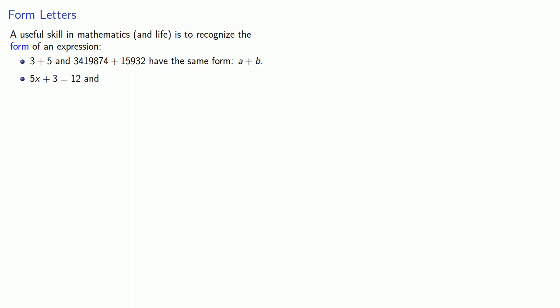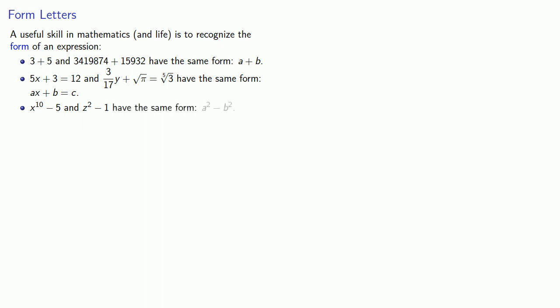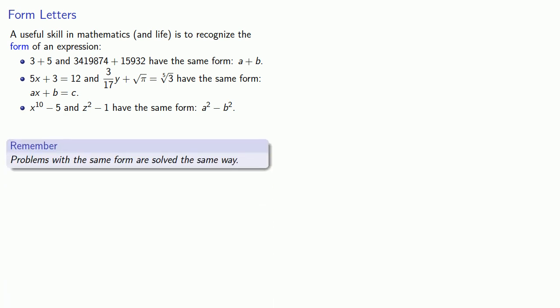Likewise, the equation 5x plus 3 equals 12 and the equation 3/17y plus square root of pi equals fifth root of 3 have the same form. They're both equations of the form ax plus b equals c. And x to the 10th minus 5 and z squared minus 1 have the same form. They're both a squared minus b squared. And the reason that it's useful to recognize these have the same form is that problems with the same form are solved in the same way.